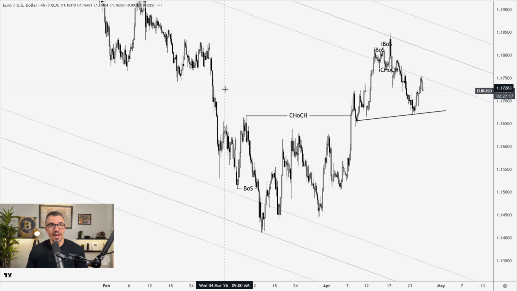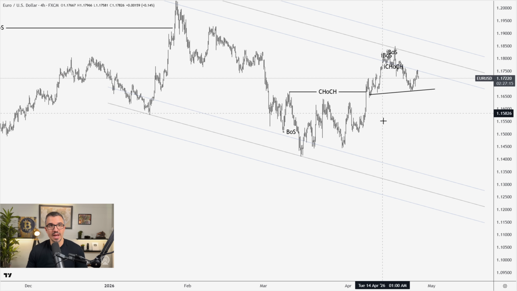All right, so with the euro, guys, coming off of this area, again, bearish for now, down here toward 116, possibly 115, those imbalances there.